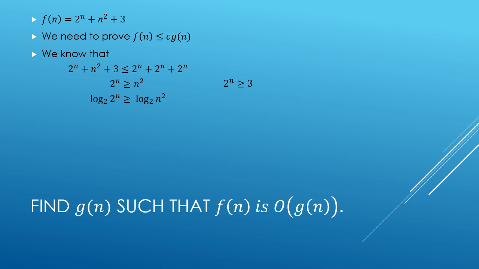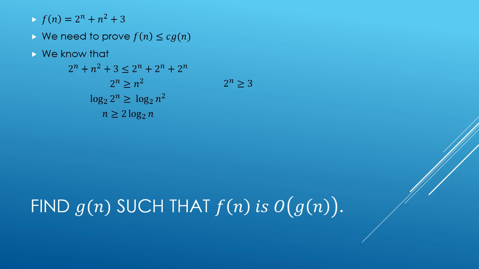So on the right side, you can see that n is raised to a power. And by the law of log, this power can get multiplied with the log. On the left side, log and 2 will cancel out. So we get n is greater than or equal to 2 log n.